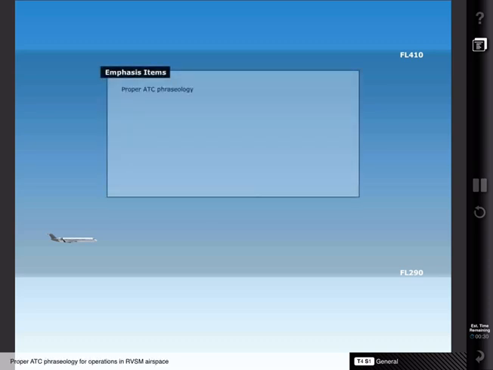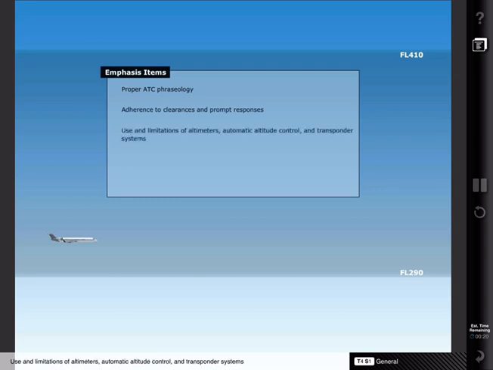Proper ATC phraseology for operations in RVSM airspace. Adherence to clearances and prompt responses. Use and limitations of altimeters, automatic altitude control, and transponder systems. Procedures and characteristics related to TCAS use in RVSM airspace. And problems associated with visual perception of other aircraft operating with an altitude separation of only 1,000 feet.